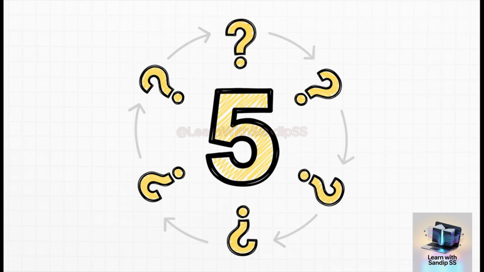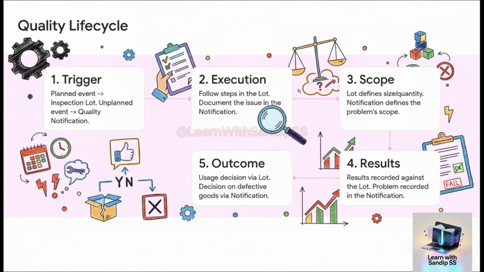Now, just to make absolutely sure this sticks, let's run through a super quick self-check. We'll use 5 key questions that cover the whole life cycle of any quality event, planned or unplanned. Okay, let's walk through this. First, the trigger. For an inspection lot, it's planned, like goods arriving. For a notification, it's unplanned, like finding a defect.